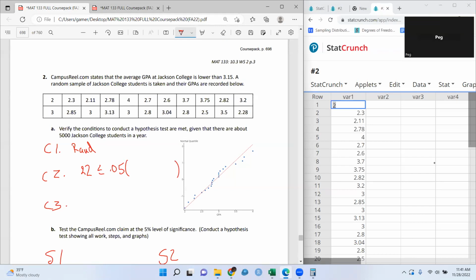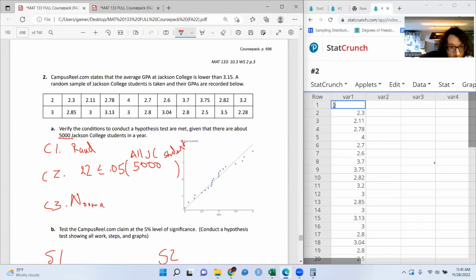0.05 capital N. So do we know what capital N is? All JC students. Love it. We can use the 5,000, or we could say all JC students, either way. Yep, either one. Good. Okay, sorry, keep going.